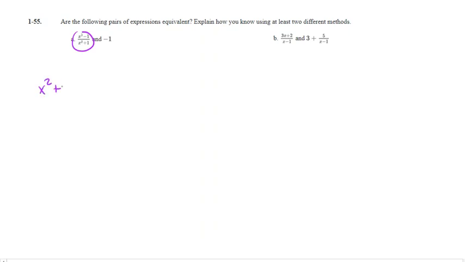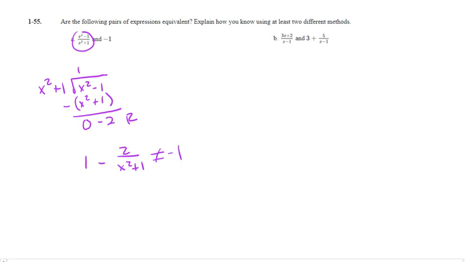If I were to use division here, x squared plus 1, how many times does that go into x squared minus 1? Well, it goes in one time, and we bring this down and subtract, and this gets 0, and this would get -2, which is my remainder. And so really what we get here is 1 minus 2 over x squared plus 1. And so that is not equal to -1. So when I divide, it doesn't simplify to the same thing.